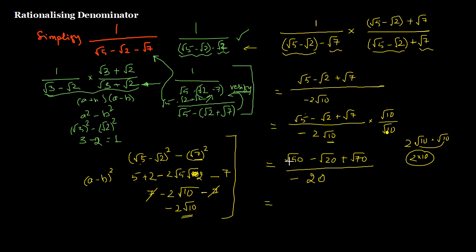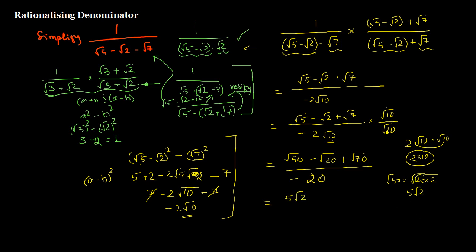So what can I do? If I can take anything common here from inside the root, then cancel. Yeah, if not, no. Let's see. Root 50 can be written as root 25 into 2. Root 25 is 5, so if it comes out, it will be 5 root 2. So that is 5 root 2.